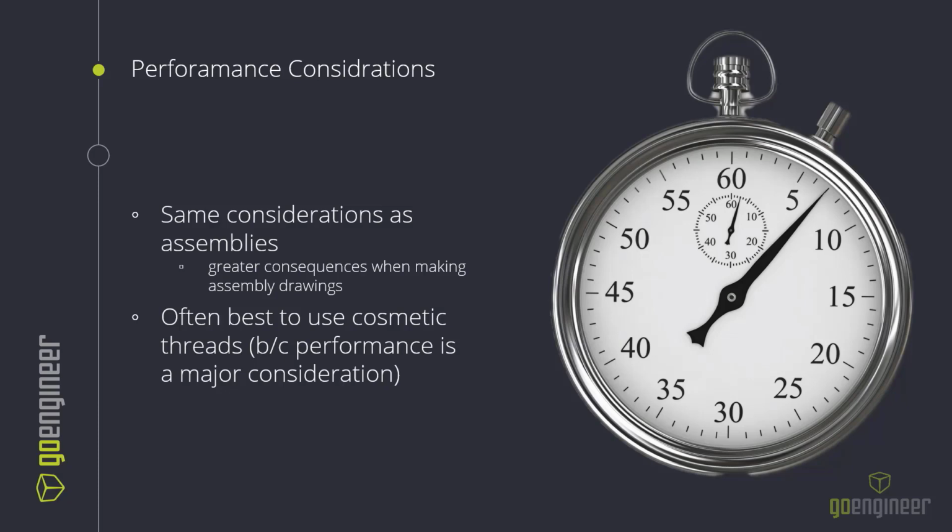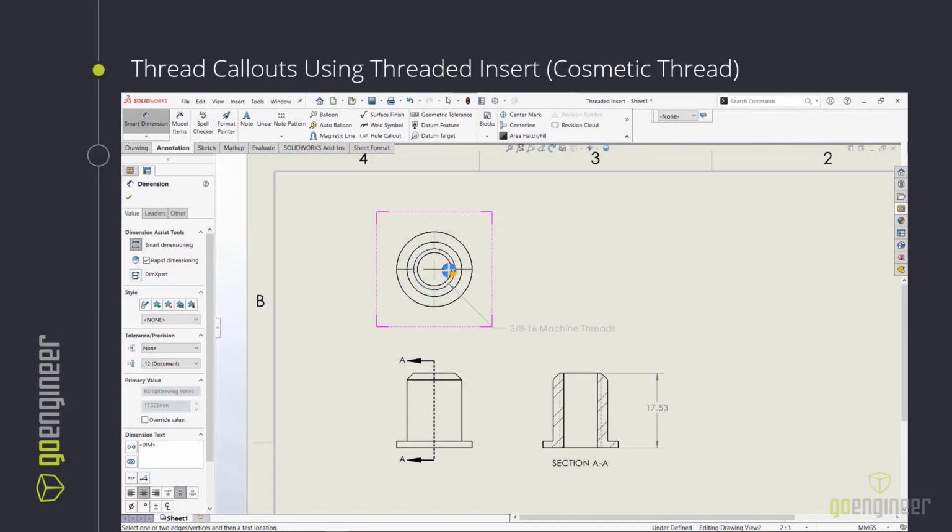Once again, it's important to reiterate that it's most of the time better to use Cosmetic Threads, especially in this situation, not just for this reason, but for one more that we're just about to see. Okay, so we have our threaded insert that we were just looking at, and we've inserted that into a drawing. Now, when we try to use smart dimensions to call out these threads, we are going to see here that it calls out the 3/8-16 machine threads. And this was really easy to do.